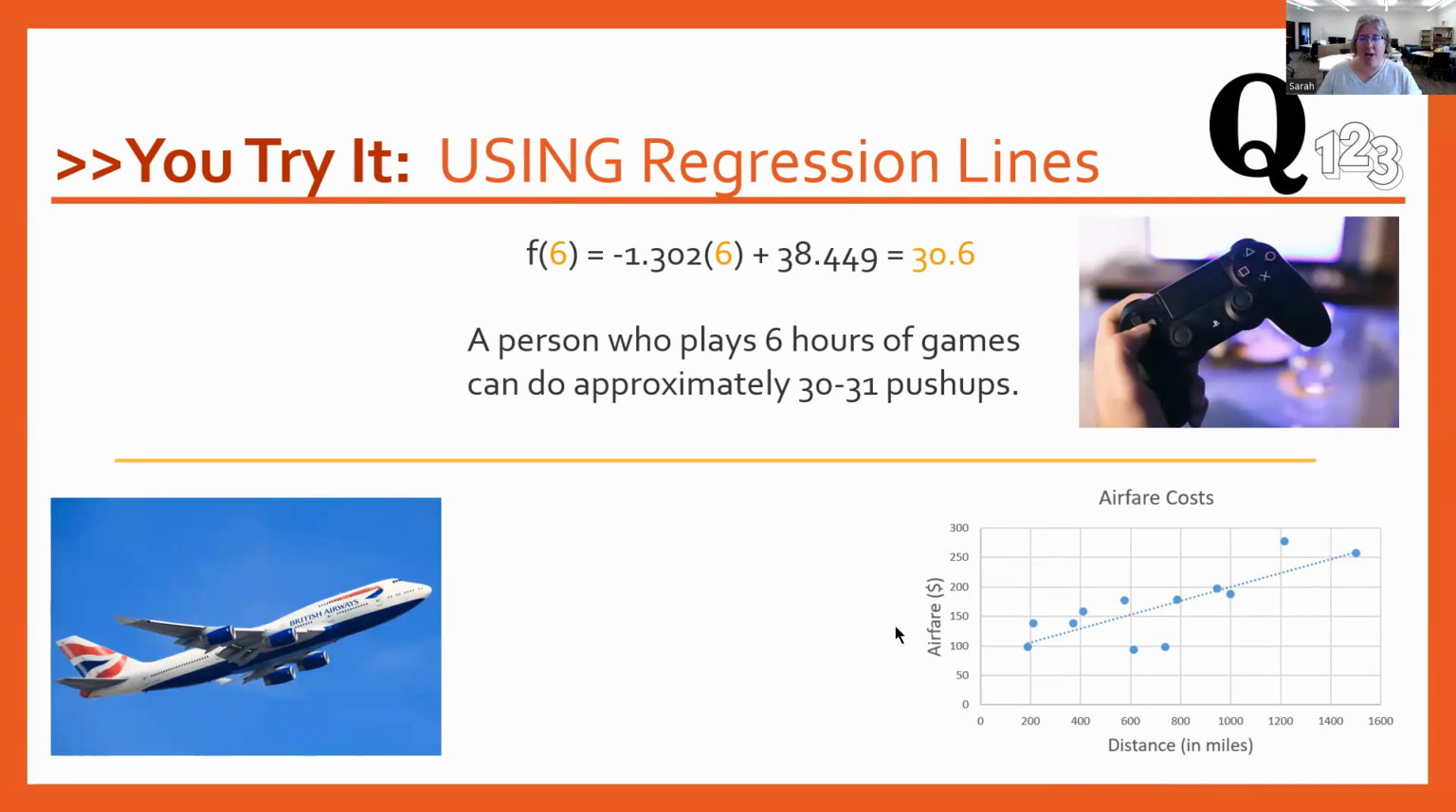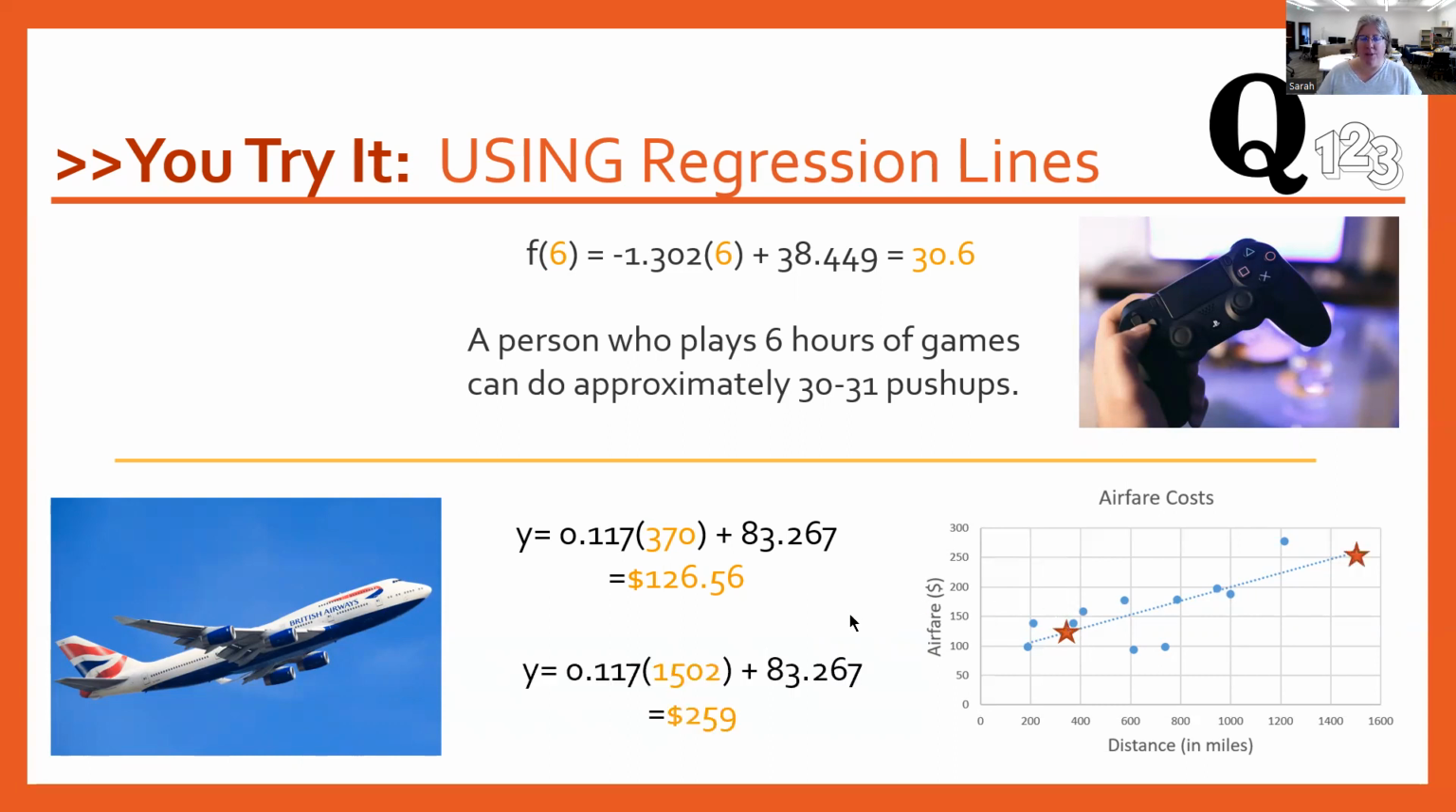And then the second problem. Our explanatory variable is going to be the distance in miles, and our response variable is the airfare, measured in dollars. So we were asked to make two predictions on this one and then plot them on the graph. The first one asked us to make a prediction if you're flying 370 miles. So I'll plug 370 in for X, and that gives me about $126.56, which is where this red star is right here. And then they asked us for a longer trip. That prediction was for 1,502 miles, and that gives me $259.